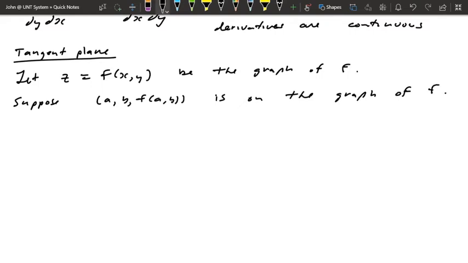We can use the partial derivatives to describe the plane which is tangent to the surface, the graph of f, at this point a, b, f of a, b. And the equation for the plane is as follows.